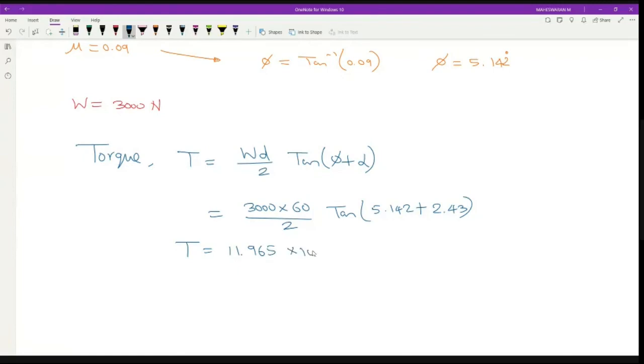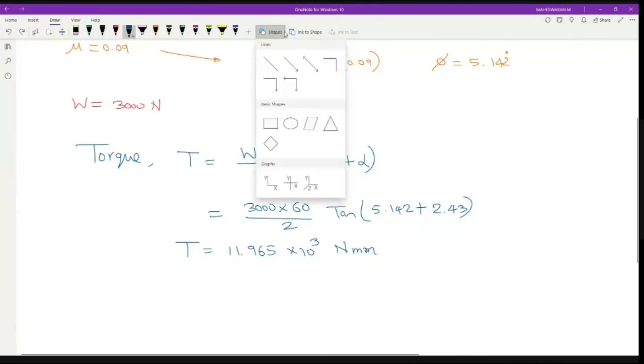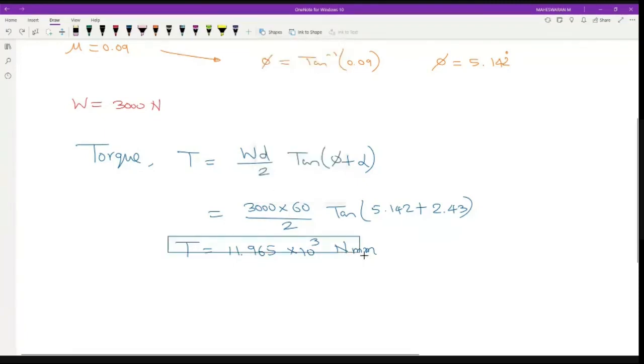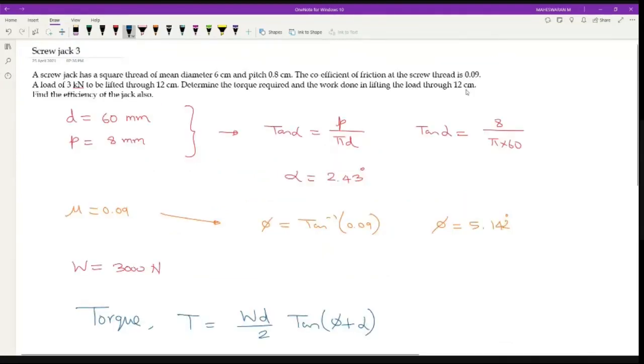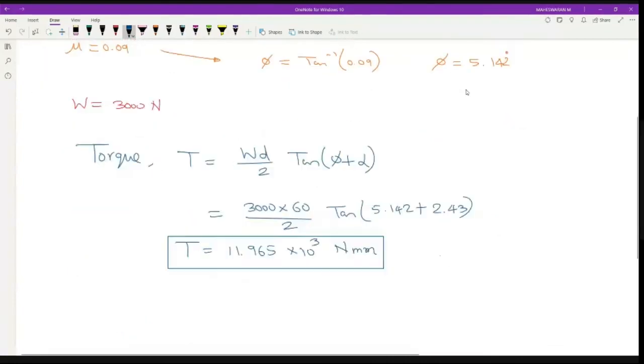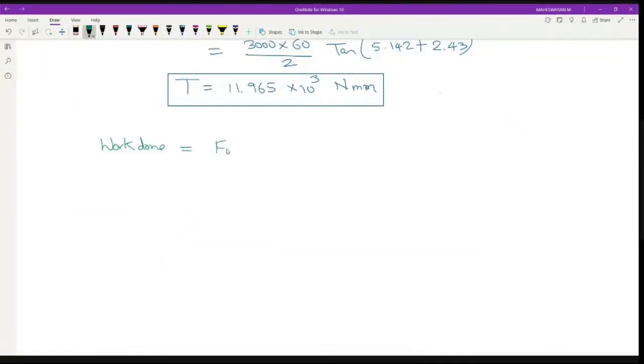11.965 into 10 cube Newton mm. Right? Okay. The next step is I have to identify what will be the work done to lift 12 centimeter, which is 120 mm. What is the formula for work done? It is force into displacement, or the distance it is moved for that particular force, right?